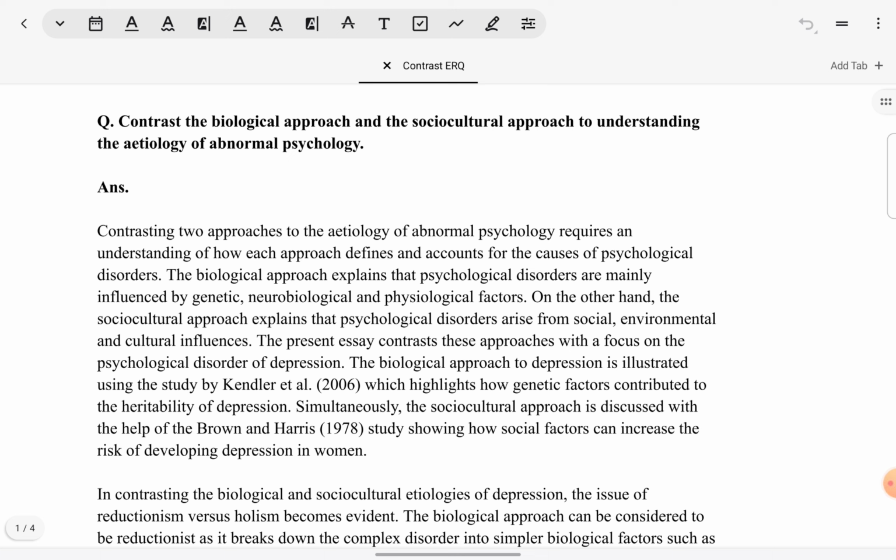Most requests I get are for the year 2 syllabus. Students tell me that for year 2, that is for specializations like abnormal or health, relationships, development, they do not get enough resources, and since only ERQs have to be written on paper 2, they find it difficult.